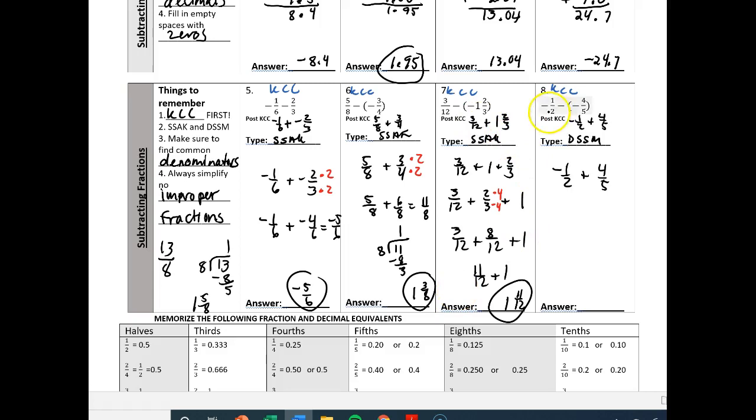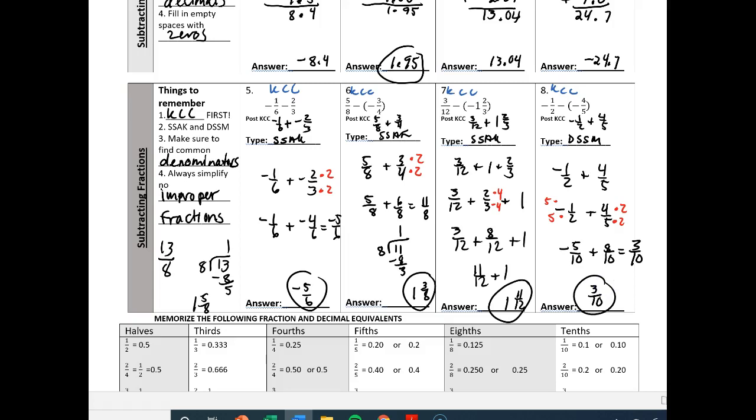Last one, number 8. Here we have negative 1/2 plus a positive 4/5 after KCC, so it's a DSSM problem. You're asking yourself, what is the common denominator between negative 1/2 and 4/5? So 2 and 5. So we're just going to multiply the 4/5 by 2 because the common denominator is 10, and the negative 1/2 by 5. Again, the common denominator is 10. So we get negative 5 over 10 plus 8 over 10. Remember, it's a DSSM problem. Different signs subtract more. I have more positives, so 8 minus 5 is 3, and it stays positive because I had more positives, so 3/10.